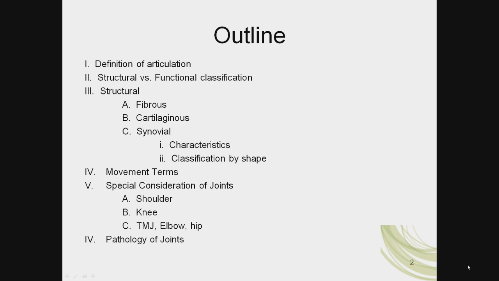Then we will move on and consider a few specialized joints, and then I'll tell you about the pathology of some joints, which I already showed you in the first slide. Rheumatoid arthritis is one type of joint pathology.